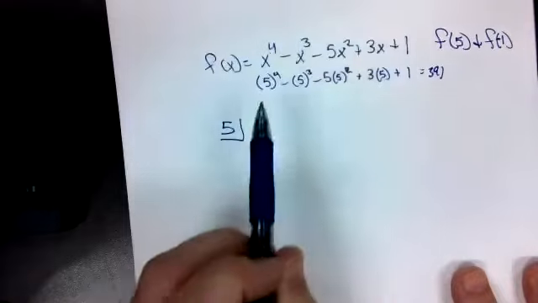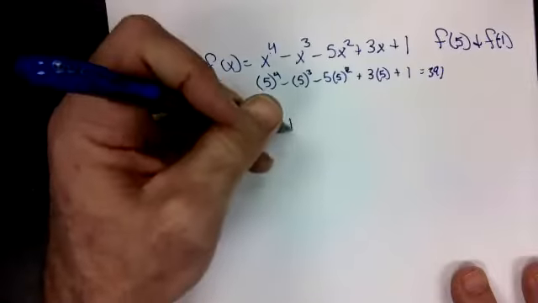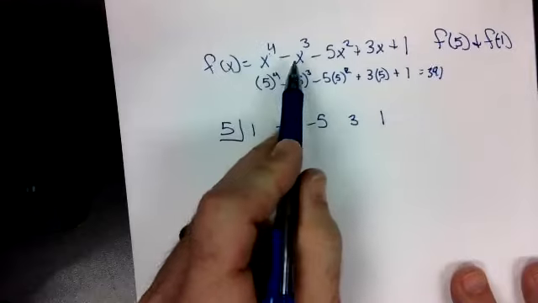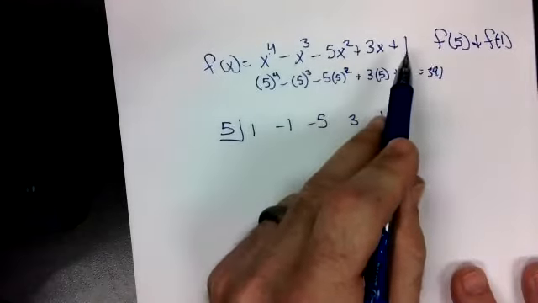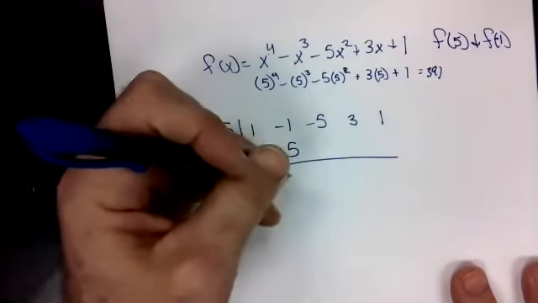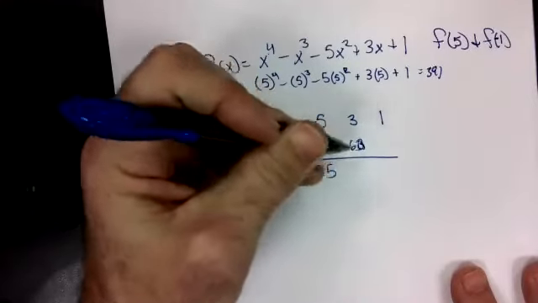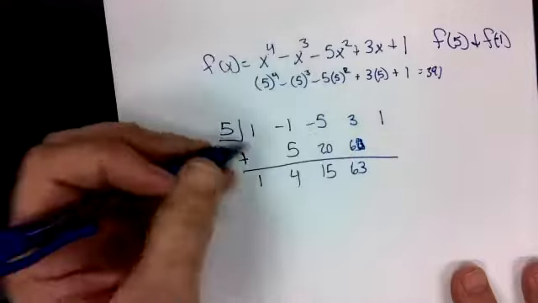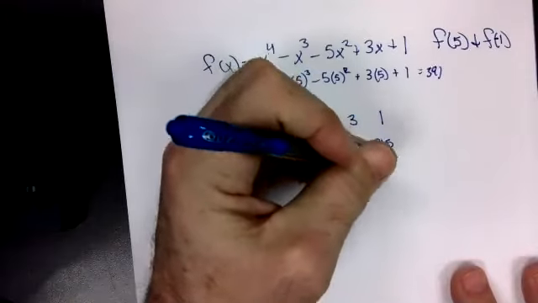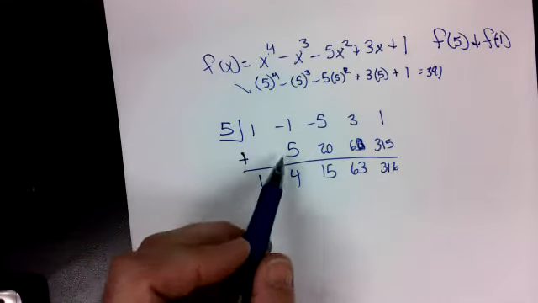Or if you want to do it synthetically, again, grab your number. My powers all fall in order. We've got 4, 3, 2, 1, and 0, so nothing's missing. I just grab my coefficients, 1, negative 1, negative 5, 3, and 1. And then we just add, multiply, add, multiply, add, oops, multiply, got ahead of myself, add, multiply. Somehow I got 316. So I either typed something in wrong up here or I did something wrong here.